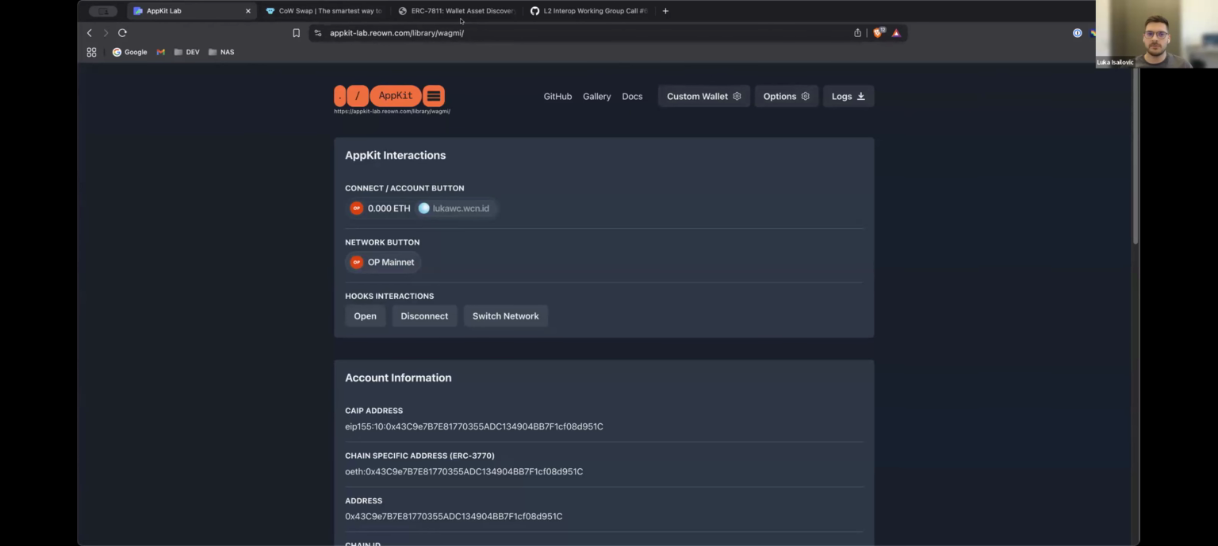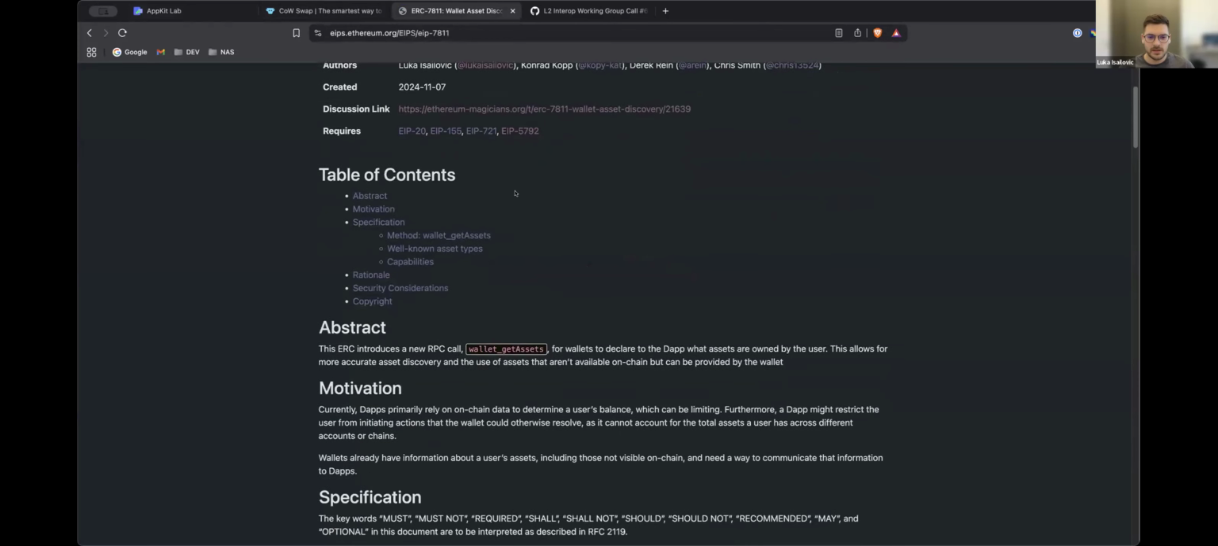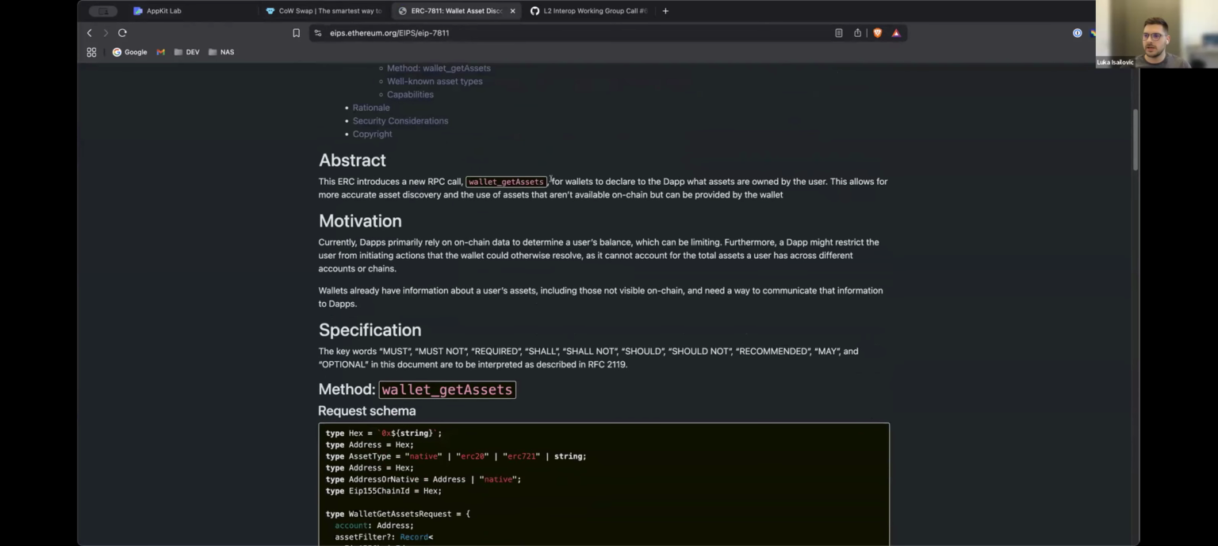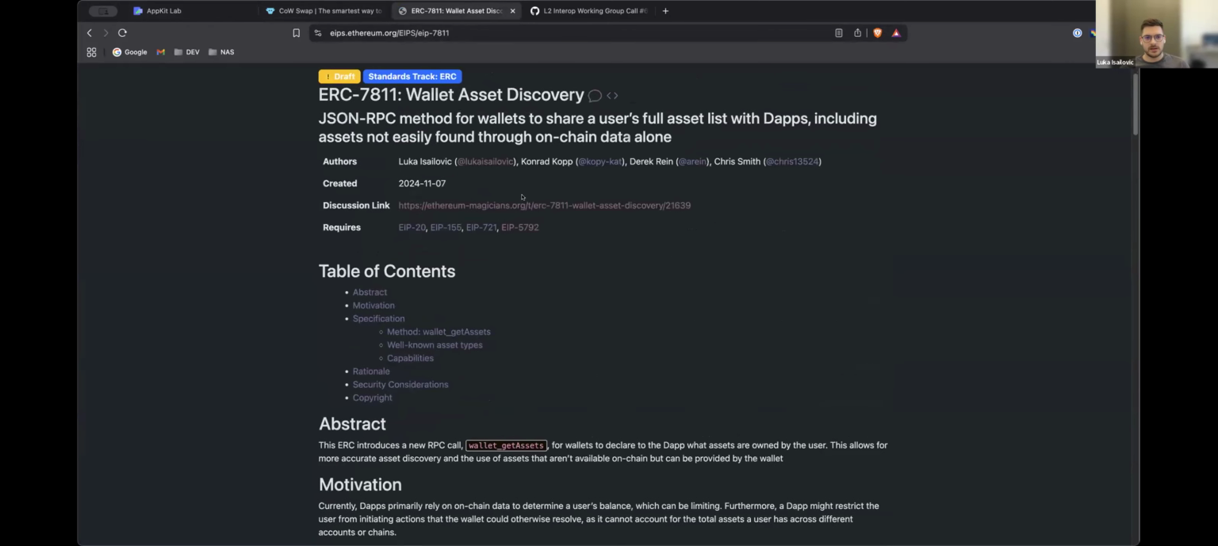So before we go through the demo, I wanted to spend a bit of time talking about why. We're gonna talk about 7811, but why did we create it in the first place? So what is 7811? Currently, dApps, when they interact with wallets, they get the assets on their own. So they query the account's on-chain state, usually by RPC or some provider that aggregates all the data. That's how they determine the account state.